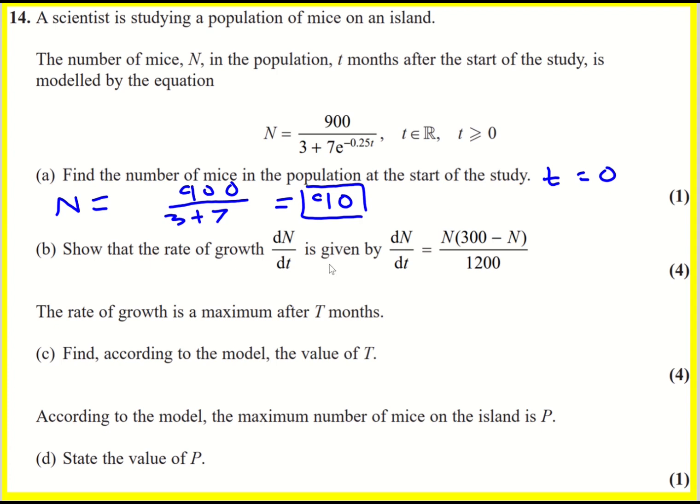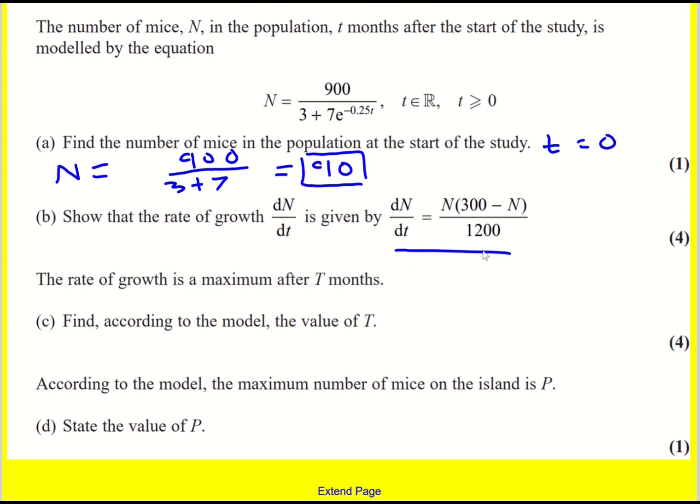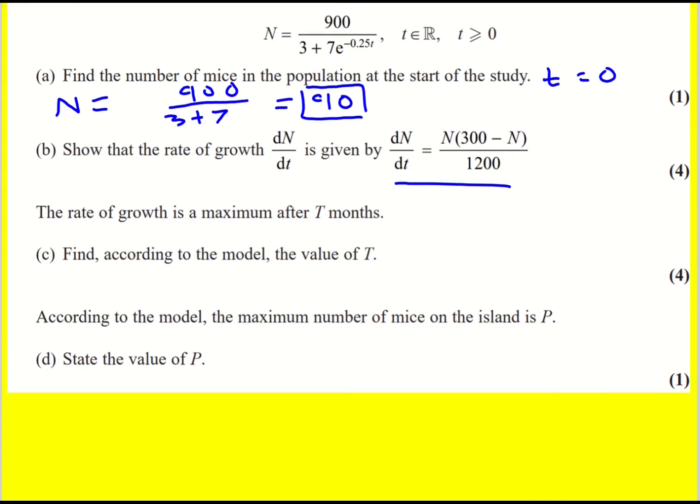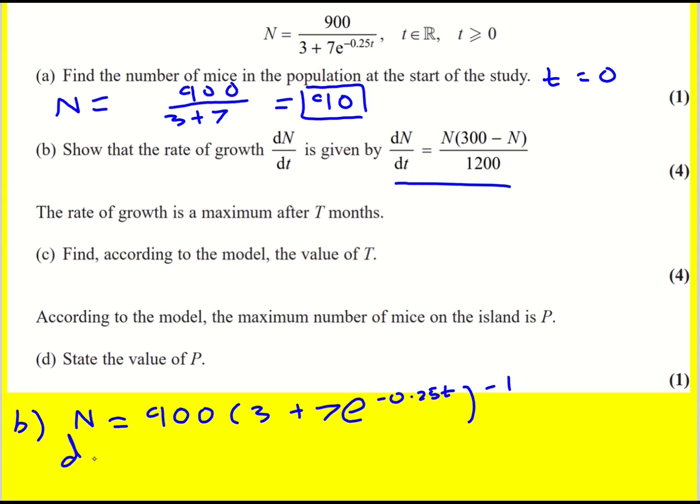So we're now asked to show that dn by dt is this. I'm going to need to differentiate, but bear in mind n at the same time. So first up, I could in theory use the quotient rule, but I'm not going to do that, because there's a constant at the top. Instead, I'm going to write it as 900 times 3 plus 7 e to the minus 0.25t, and then put it all to the minus 1.